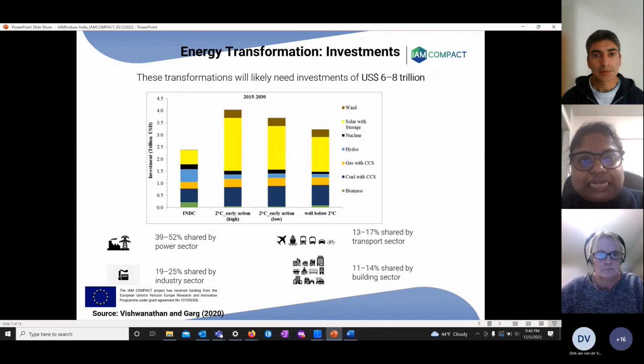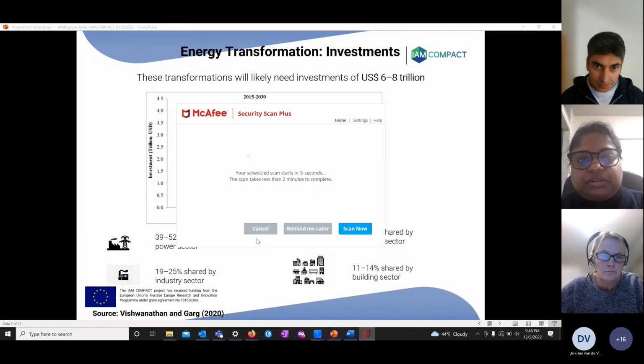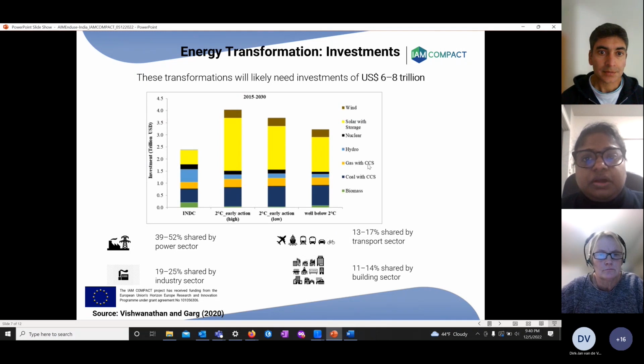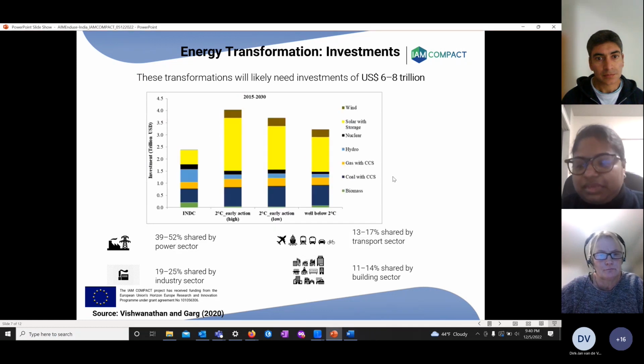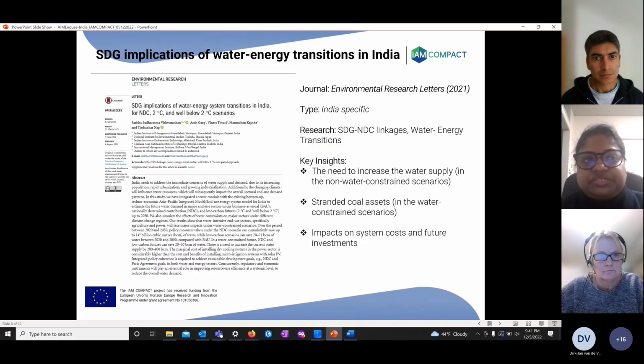We've also looked at investments where we basically informed that when we look at the 2015 to 2030 horizon, we require 6 to 8 trillion investments, and this was also referenced in our LTS, which was submitted this year. And one can see that almost 40 to 52% of the investment was to be done in the power sector, followed by the industry sector. We also basically worked on the water energy transitions in India.